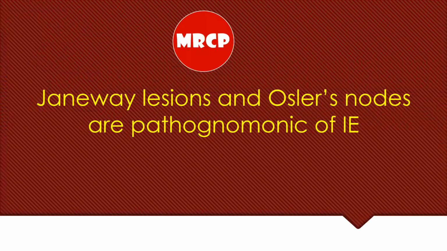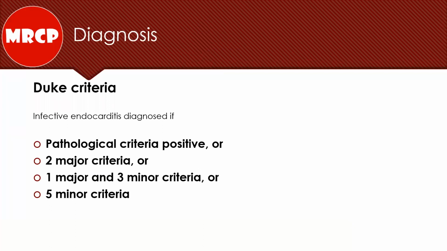So what is the importance of the Janeway and Osler nodes? Janeway lesions and Osler nodes are pathognomonic of infective endocarditis. This is a clear-cut fact here. Here we go for diagnosis of infective endocarditis.